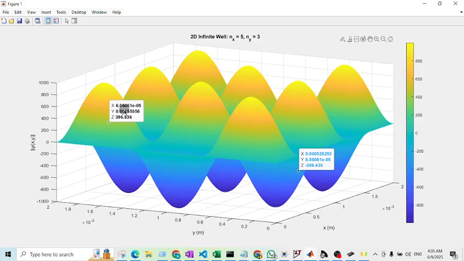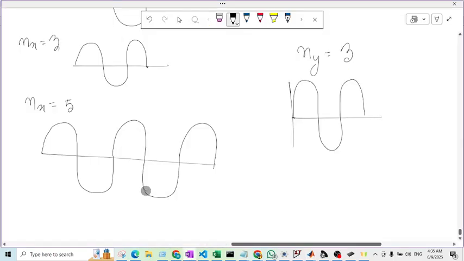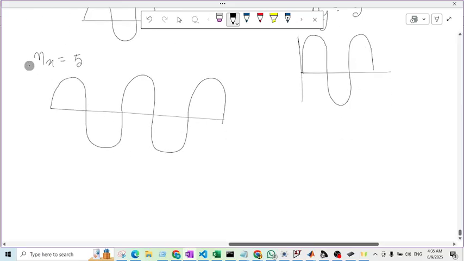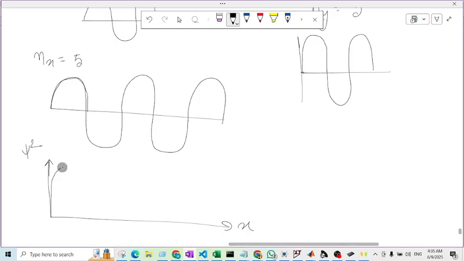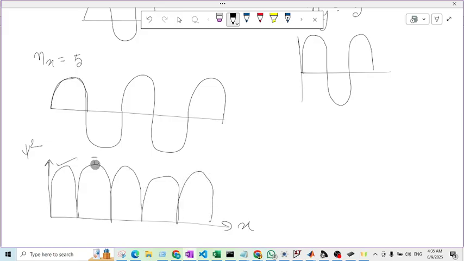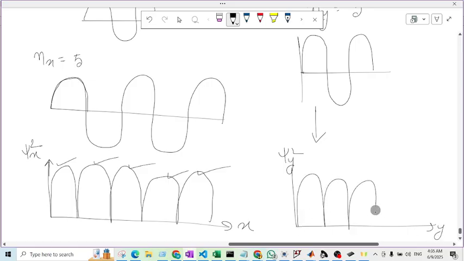Okay, let's now move on to psi x square, psi square. If I try to plot psi square, then this term will be squared, and this negative term will become positive. Then again it looks like this, and like that. That means I will have 5 positive terms if I look from the x-axis. And psi y square will look like this, 3 lobes, 3 lobes here.